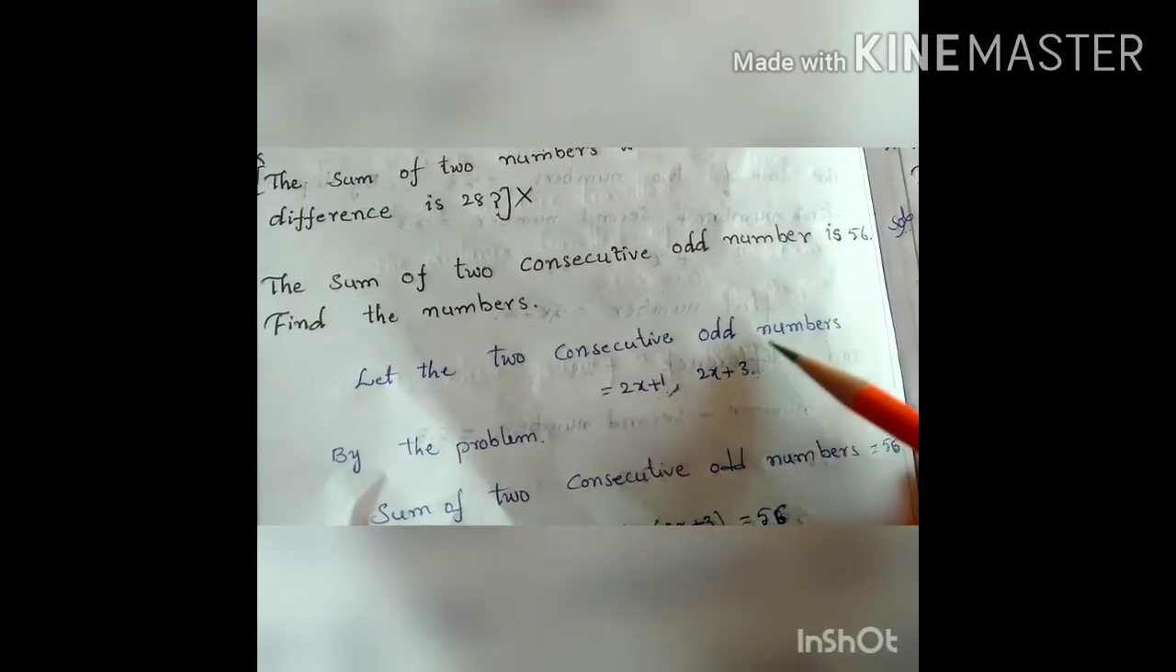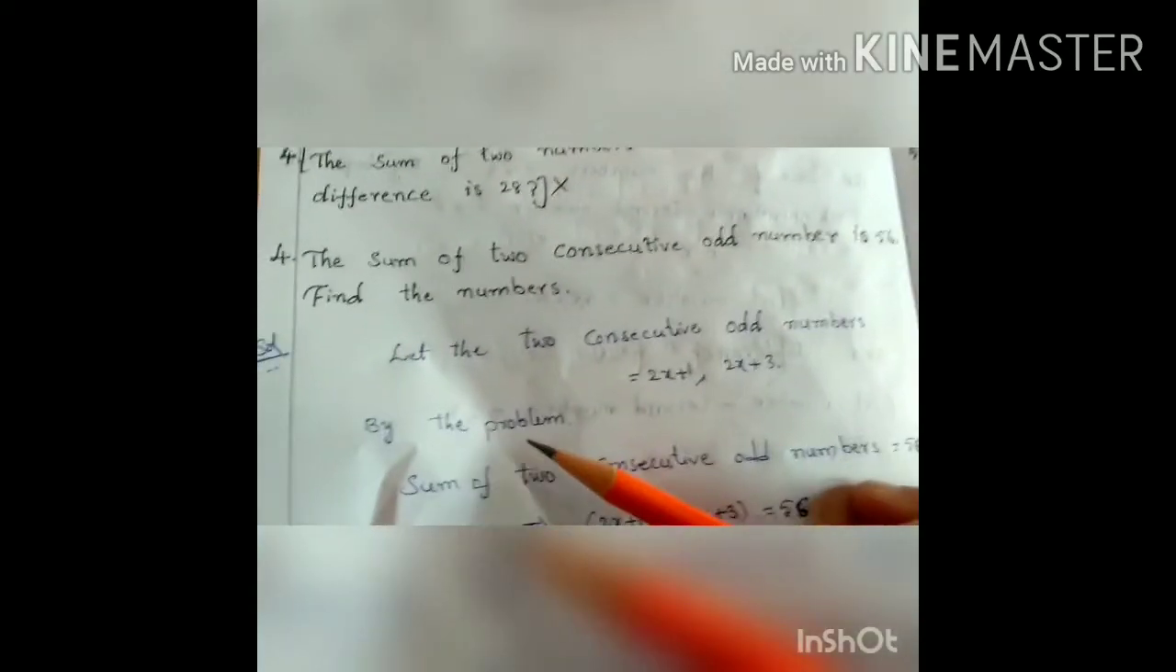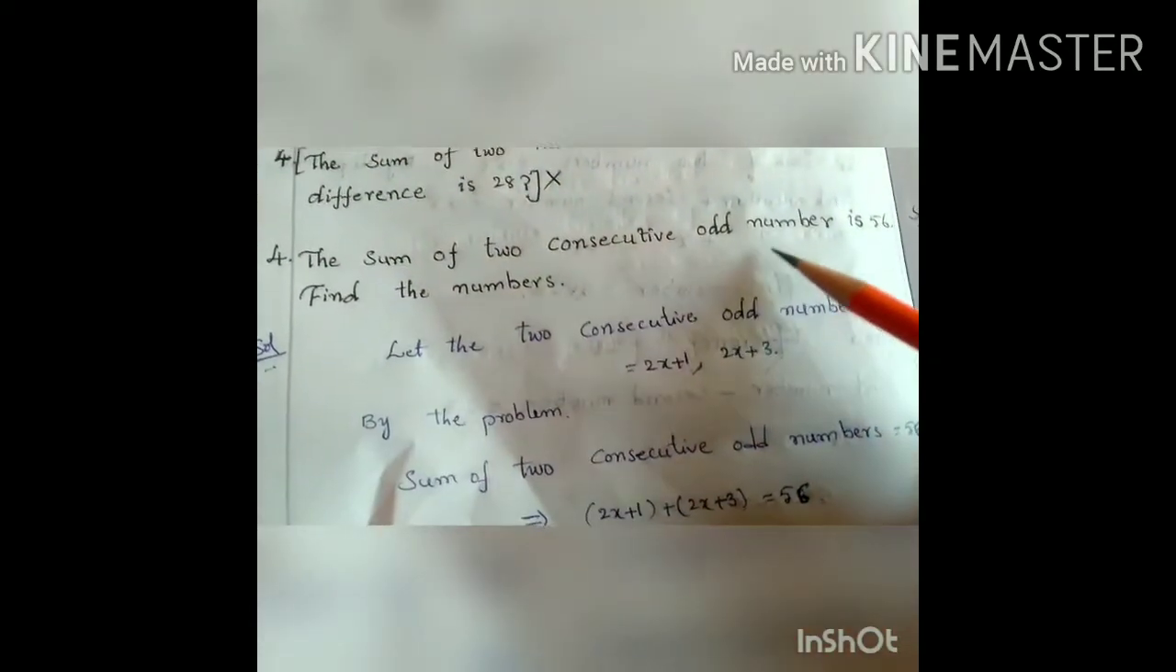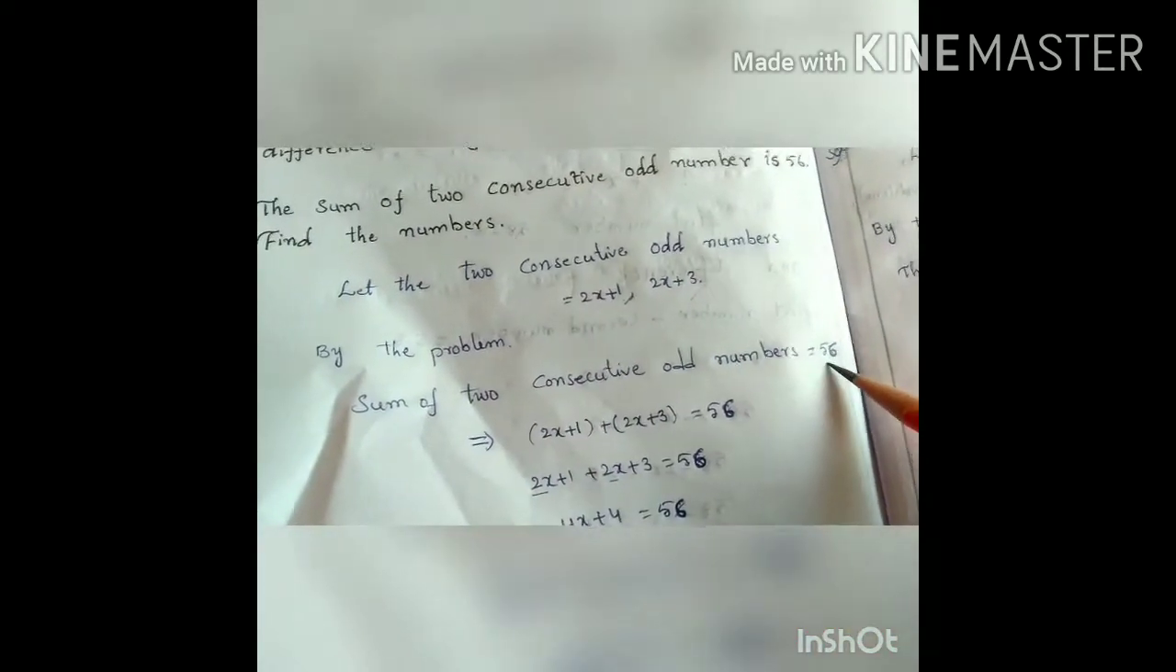These two are consecutive odd numbers. By the problem, what is the problem? The sum of two consecutive odd numbers equals 56.